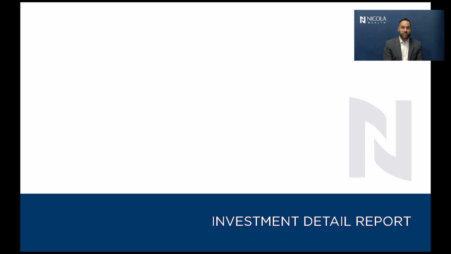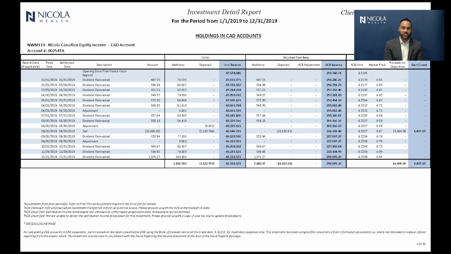The next report is the most detailed of all reports and shows all the transactions related to each investment ACB calculation. Each transaction has a friendly description, whether it be a buy or sell, distribution in cash or reinvested, or a transfer, just to name a few.